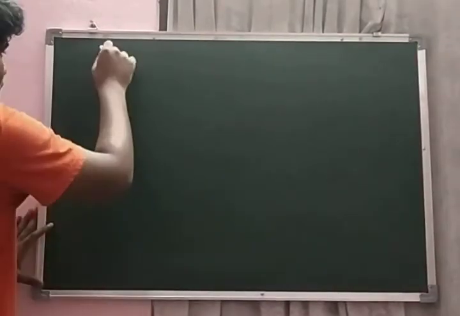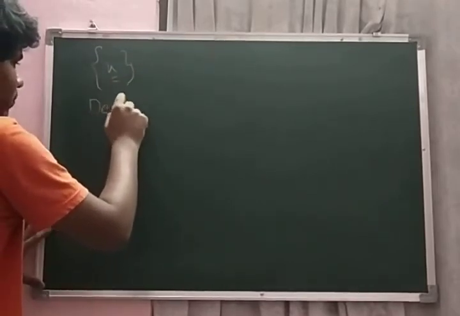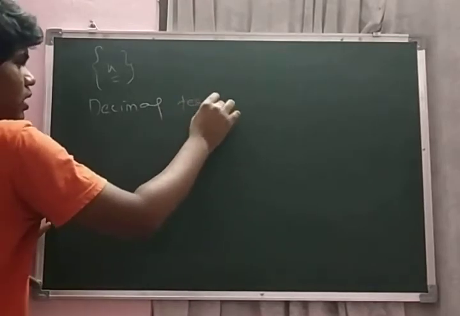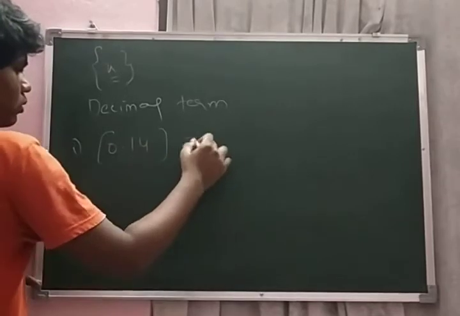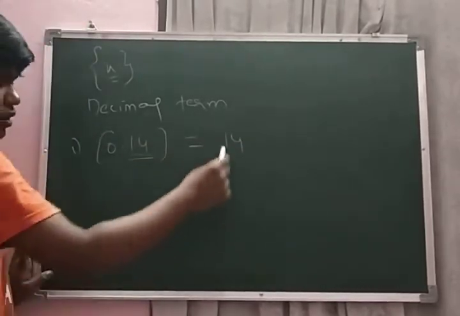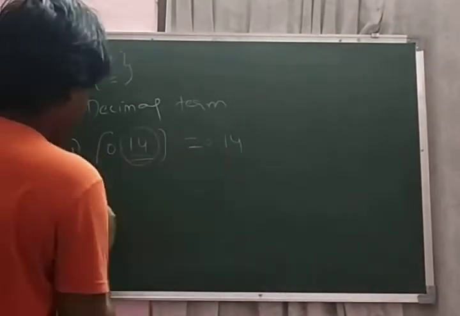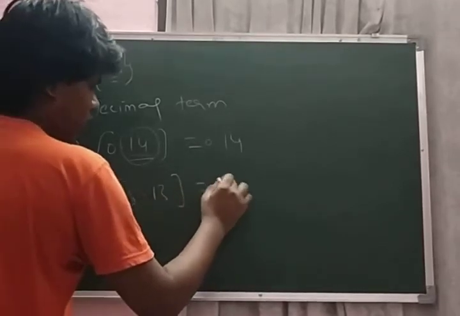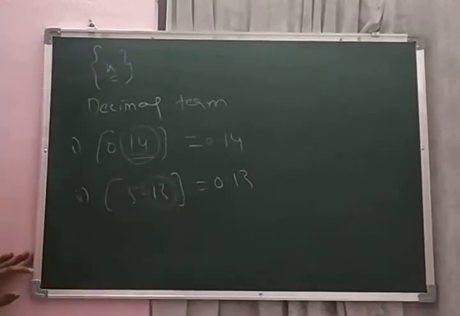If they are given in the flower brackets, we have to consider the decimal term. So the decimal term is to be considered here. For example, 0.14, we will consider this value 0.14. So like that, we will consider only the decimal places. 5.13, then it is 0.13. Why? Because here we are considering this term only.